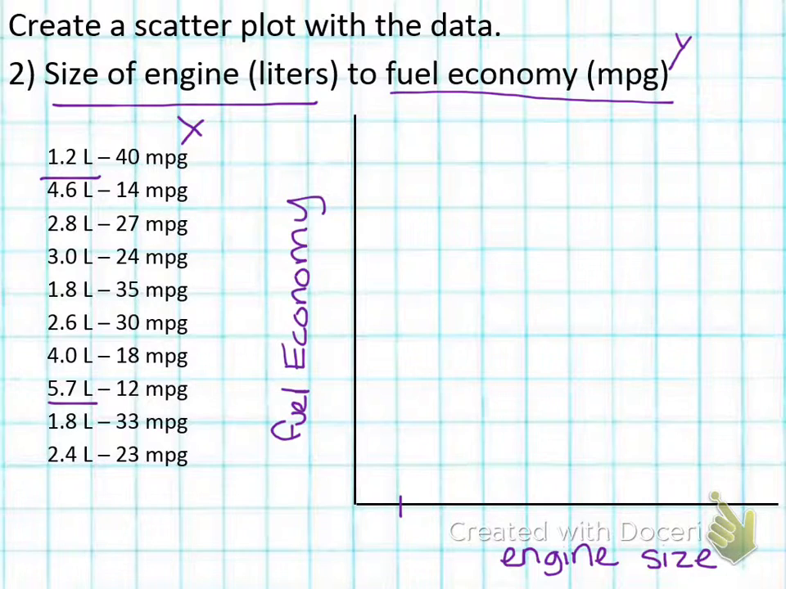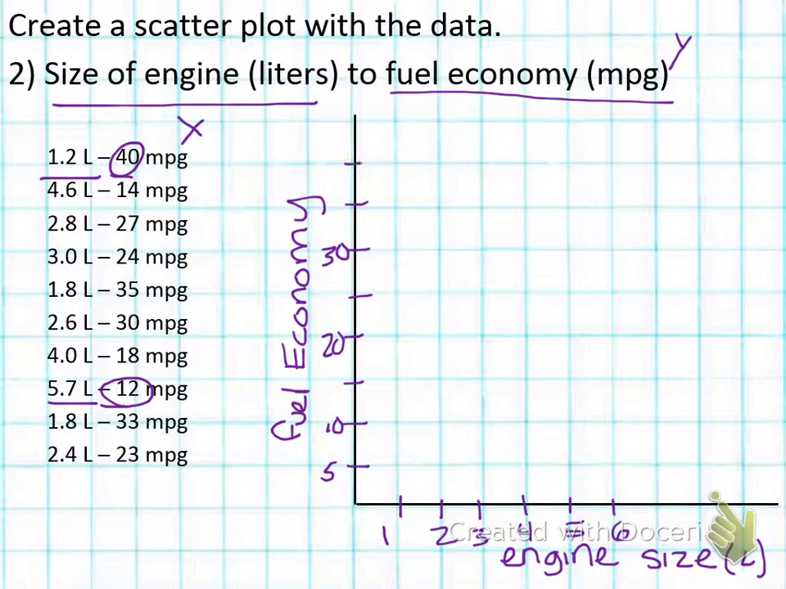Okay, now I want to make an appropriate scale. So I see the liter size goes from 1.2 up to 5.7. So I need to go from 1 to 6. You might want to space this out and skip a line, so you could do 0.5. I didn't have quite enough space here, so I just did 1 through 6. And then for the fuel economy, I see 12 miles per gallon is my lowest number, and my highest number is 40 miles per gallon. So I want my scale to go from 12 to 40. I went up by 5s up to 40.